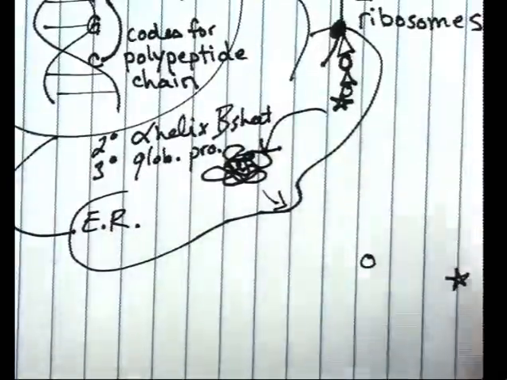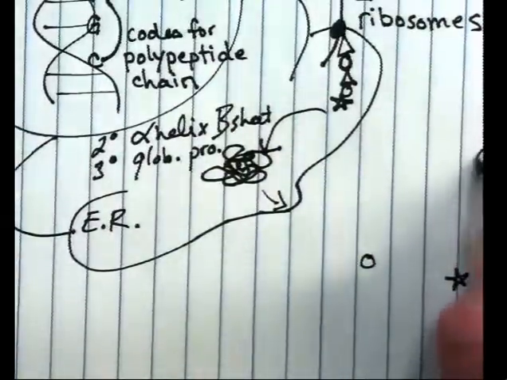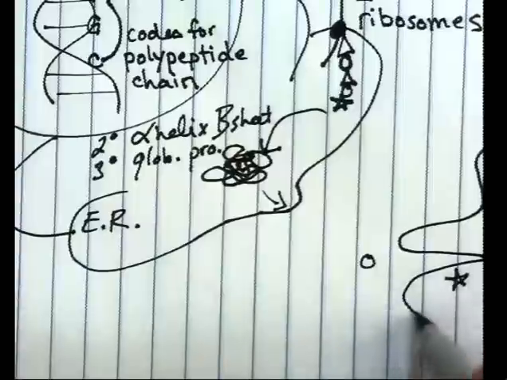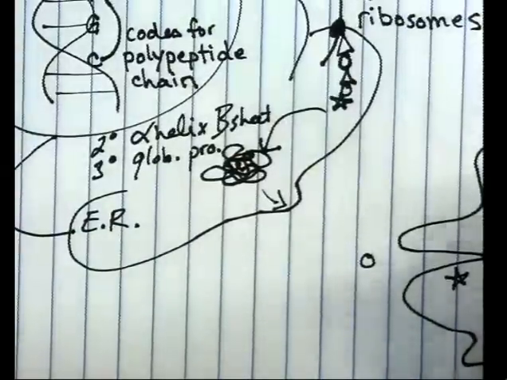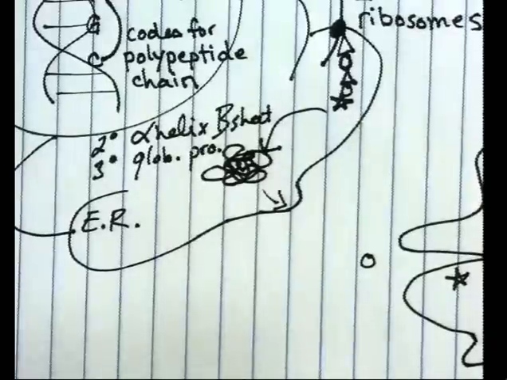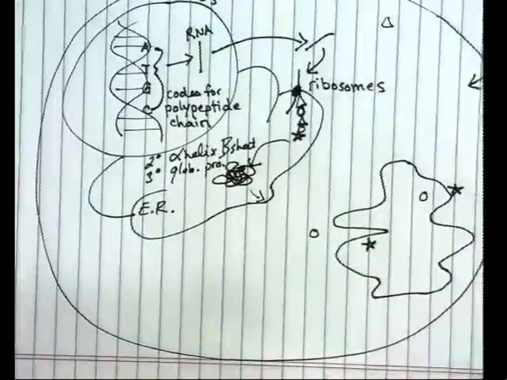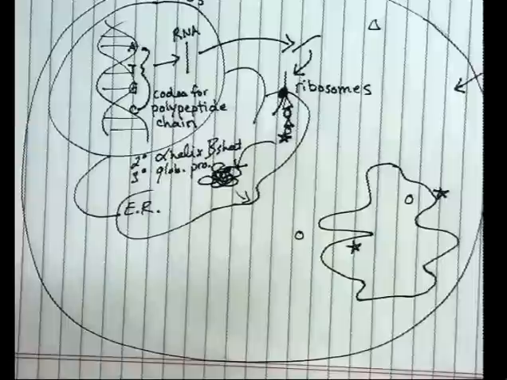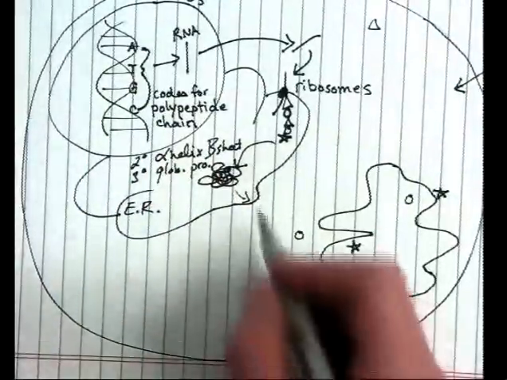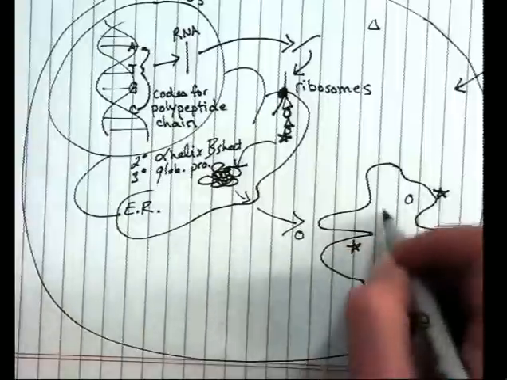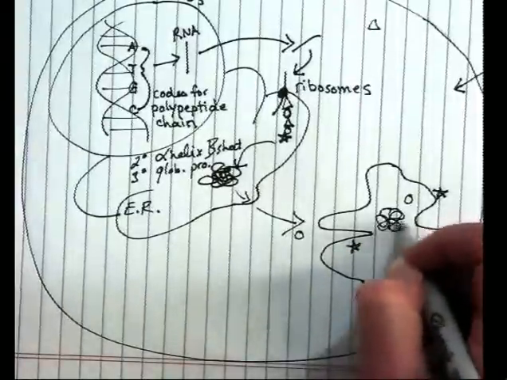And then that leaves, and it goes somewhere called the Golgi apparatus, which is another membrane-bound organelle. All these organelles work together in a system called the endomembrane system. You have the nucleus, the ER, and the Golgi. And so that protein goes over to the Golgi apparatus.